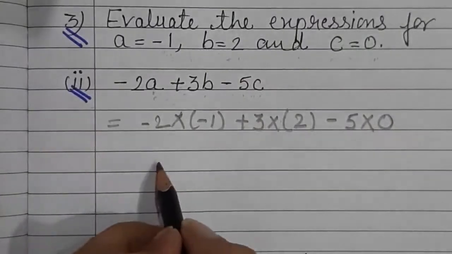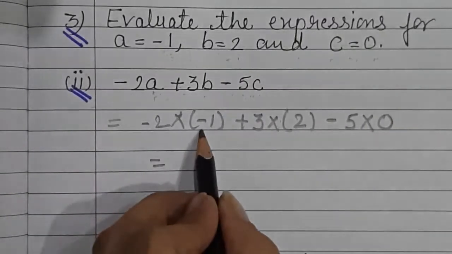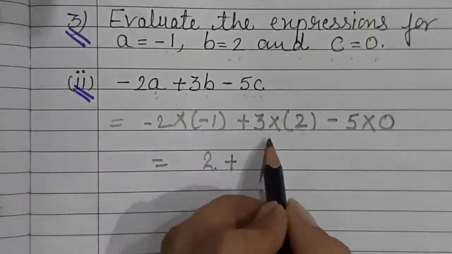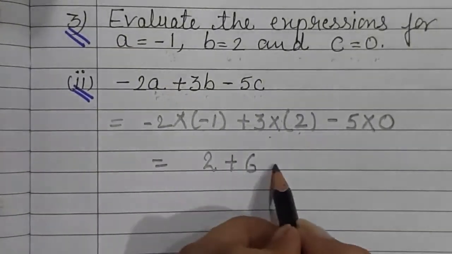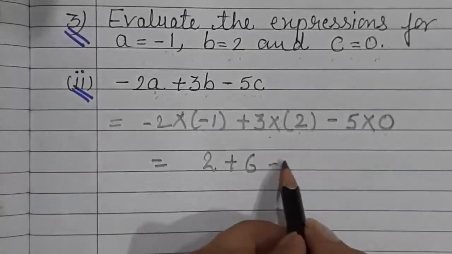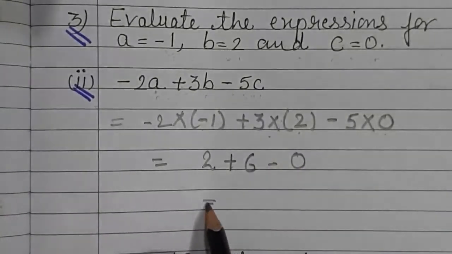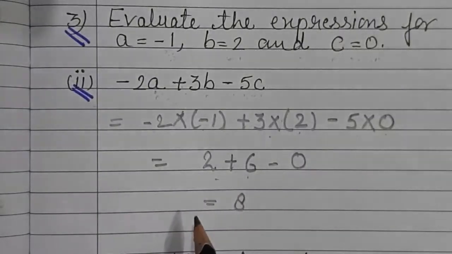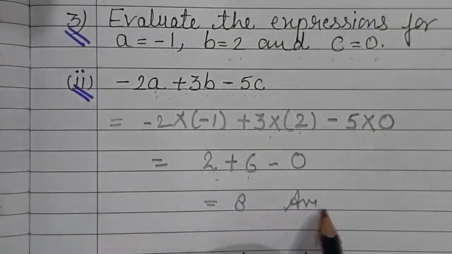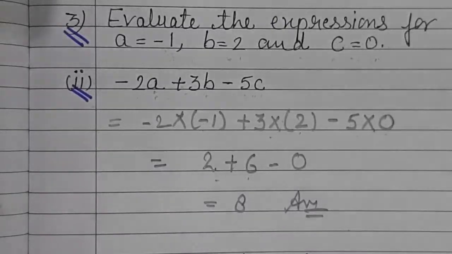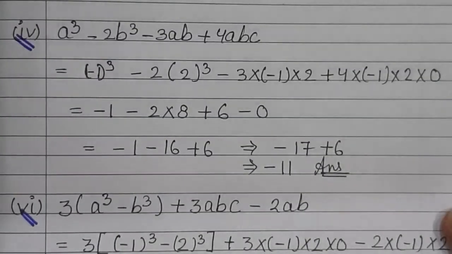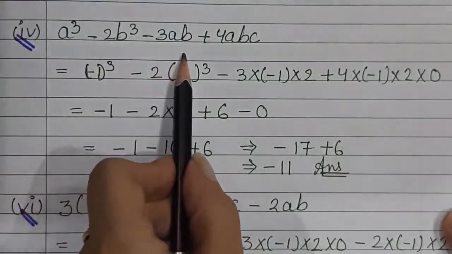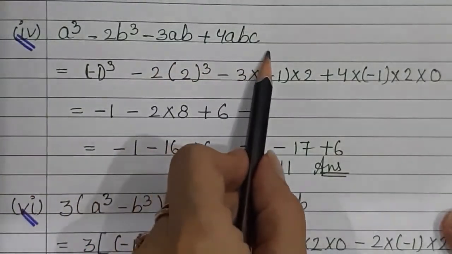Right? Now solve. Minus plus, 2 1s are 2, plus 3 2s are 6, minus 5 into 0 is 0. Now 2 plus 6 is 8. 8 minus 0 is 8 only. So 8 will be the answer. It is clear? Now fourth part, a cube minus 2b cube minus 3ab plus 4abc.